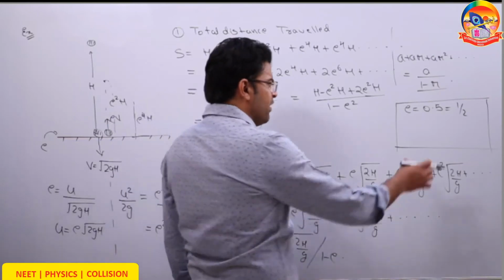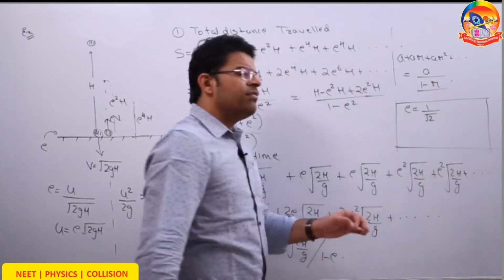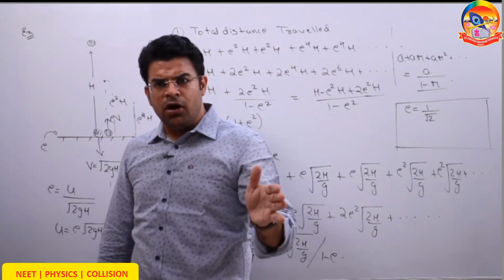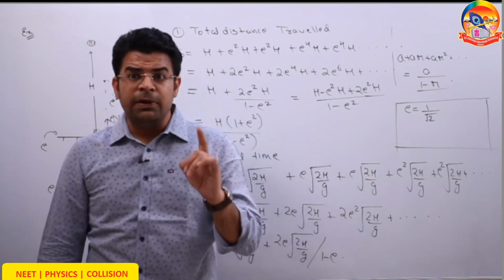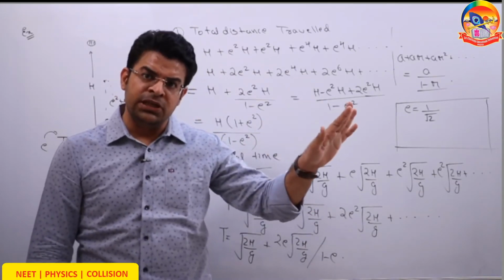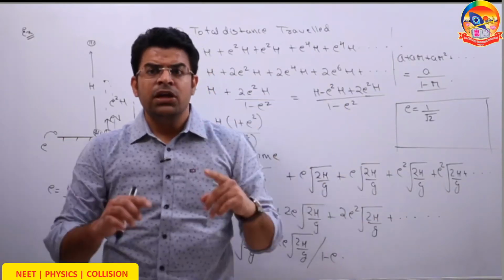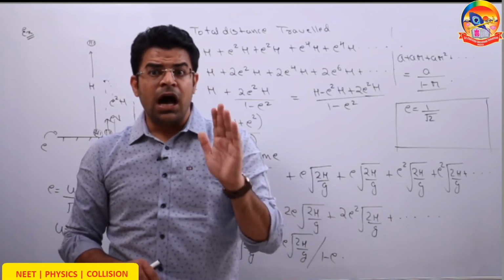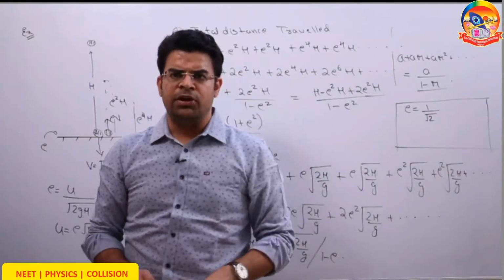Sir, what if they give me the coefficient of restitution as 1 by root 2? This means that when released from height h, the ball will come back to a height h by 2 after the collision. The final potential energy is half of the initial potential energy: half the height, half the potential energy. This means that the energy retained is half, so half is lost and half is retained. These types of questions also come in examination.